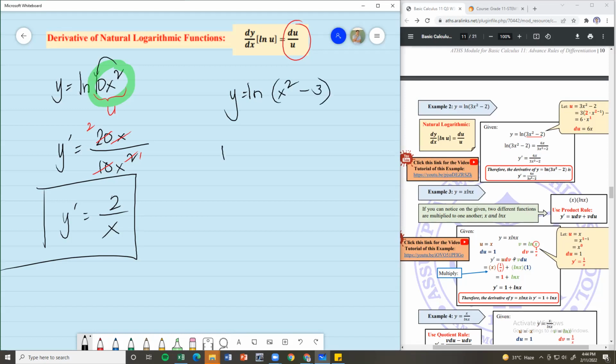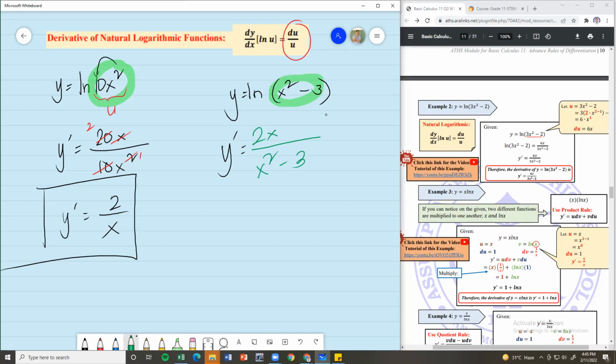Same process. Y prime will be equal to, get the derivative of your u. Get the derivative of this. That becomes 2x. Right? It's just 2x, no? Good, it's just 2x. Over, copy your denominator, which is x squared minus 3.